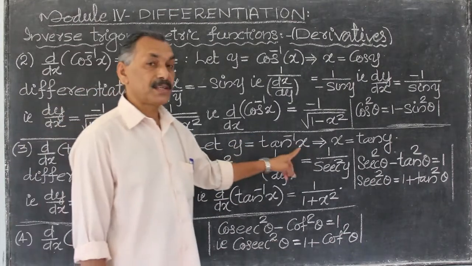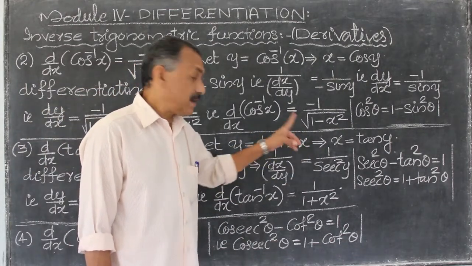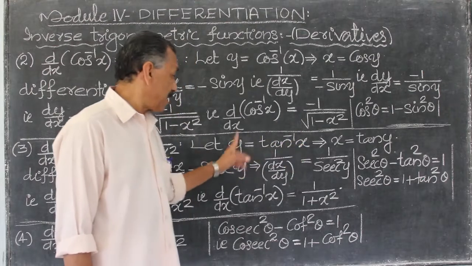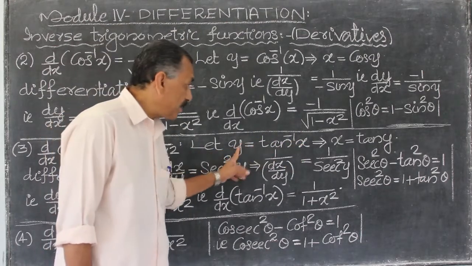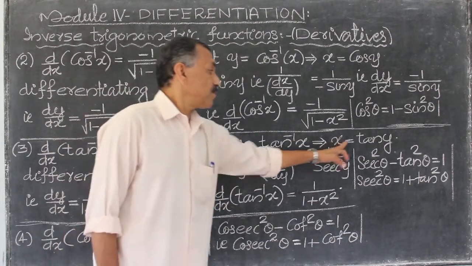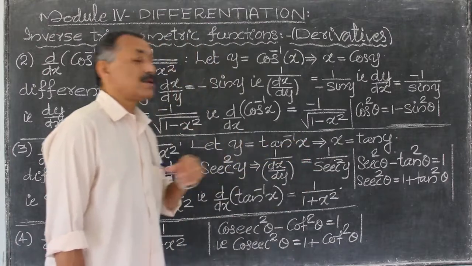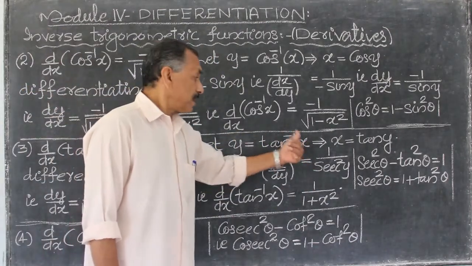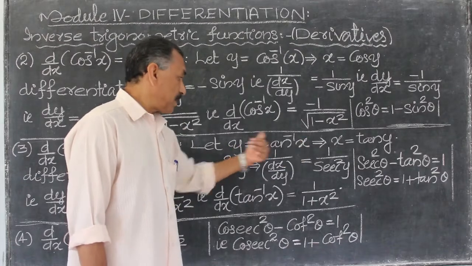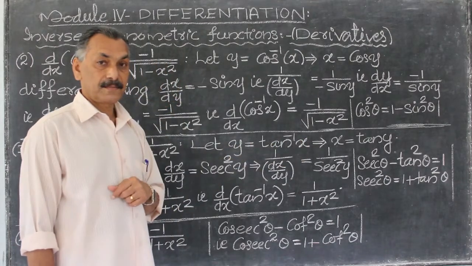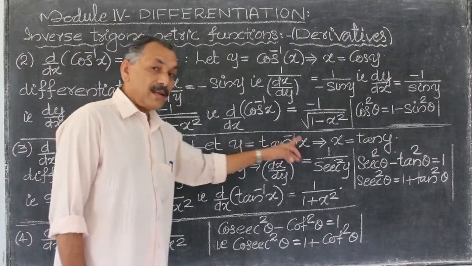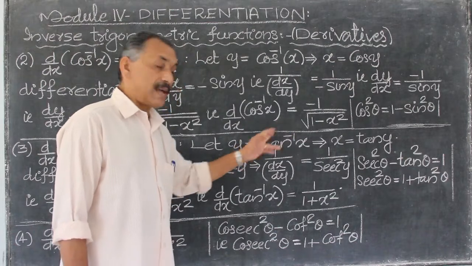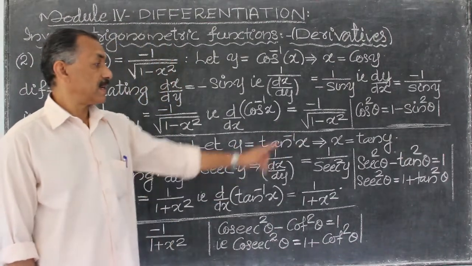Y is equal to tan inverse x means y is the angle whose tan value is x. That is tan y is equal to x, or x is equal to tan y. Right? The angle whose tan value is x is y. So tan inverse x is equal to y, that is x is equal to tan y.